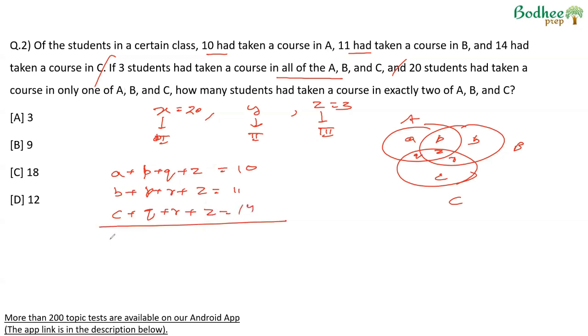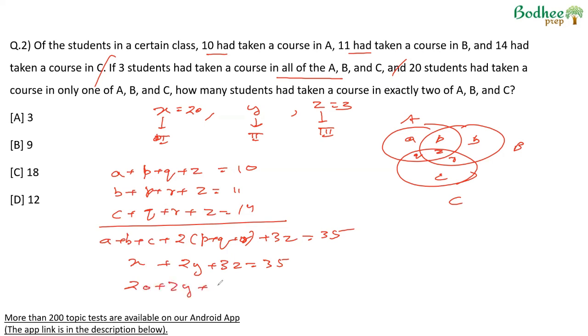Adding all the three, we'll get A plus B plus C plus twice of P plus Q plus R plus thrice of Z is equal to 35. A plus B plus C is nothing but X, the number of people in exactly one course. P plus Q plus R is Y. Therefore, 2Y plus 3Z is equal to 35. The standard equation that we get. The value of X is 20. Value of Y is to be found out. Value of Z is 1.